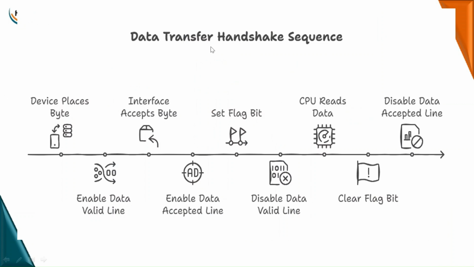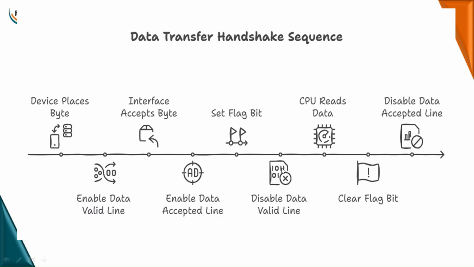If you see the data transfer handshaking sequence in this particular method, the corresponding IO device places the byte of information onto the data bus, and it will enable the data valid line. Once it enables the data valid line, the interface unit of the corresponding IO device will accept the particular byte of information which is present on the bus, and it will enable the data accepted line. So it will set the flag bit. At the same time, it will also enable the data accepted line. Once the peripheral device comes to know that the data accepted line is enabled, then it will disable the data valid line.